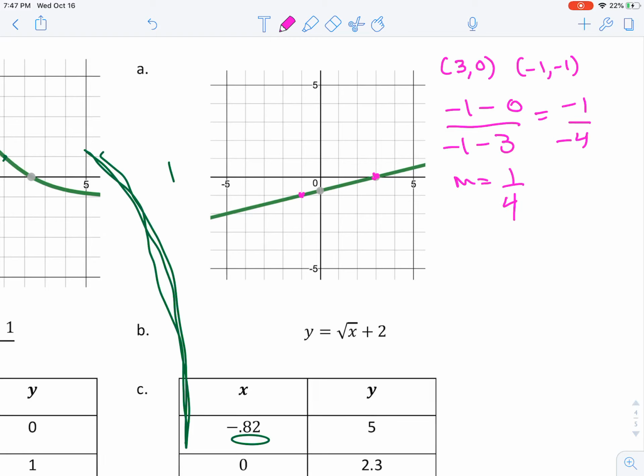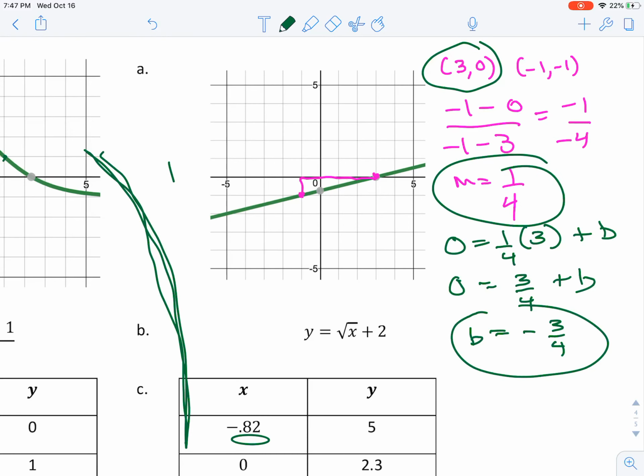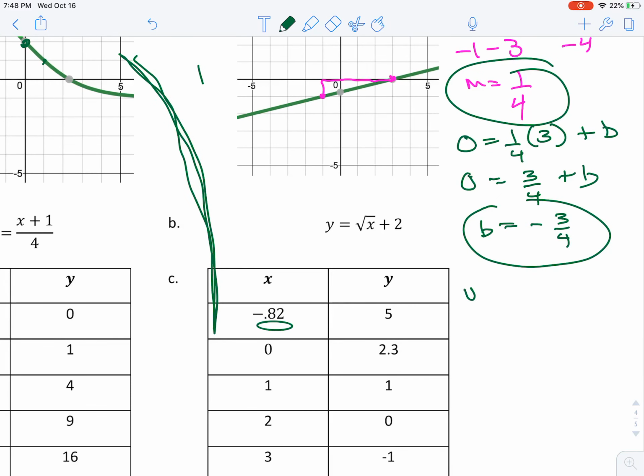Okay, now we also could have told that by just going like this, I suppose, but okay. So now I need to find the y-intercept. So remember, all the way back to AGS1, all you need to do is plug in one of the points. So I'm going to choose the point 3, 0, and y is equal to mx plus b. And I'm going to have 3/4, and I'm going to take away 3/4 from both sides to tell me that b is equal to -3/4. So my equation of the original is y is equal to 1/4 x minus 3/4.